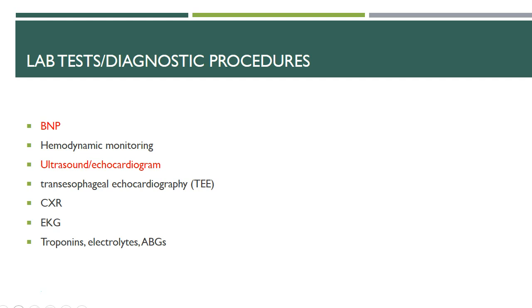Chest x-ray, EKG. The chest x-ray will show us if you have cardiomegaly. It'll also show us if there's any pulmonary edema going on. An EKG is like a window into the heart, like I said earlier. And then some labs, troponins, to see if there is any specific heart damage, because heart damage can lead to heart failure.